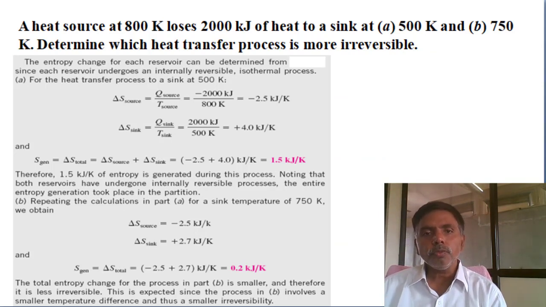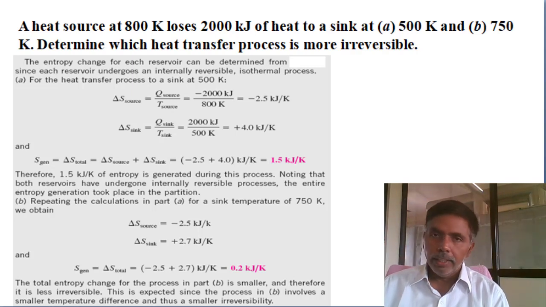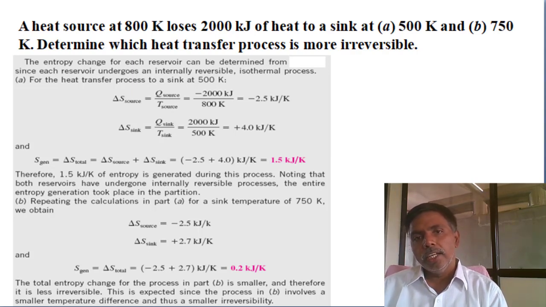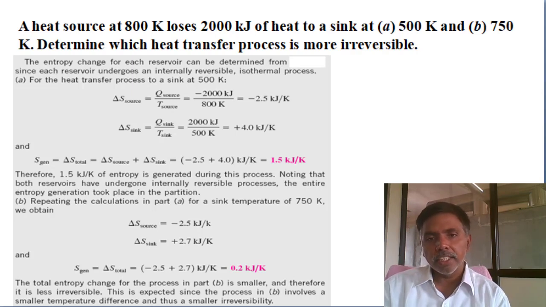A heat source at 800 Kelvin loses 2000 kilojoules of heat. The source temperature is fixed at 800 Kelvin, and the heat is also fixed at 2000 kilojoules. The sink temperature is initially 500 Kelvin, later 750 Kelvin. With the sink initially at 500 Kelvin, you can determine the change in entropy. The source is losing heat, so it is negative: the change in entropy of the source is minus 2.5. The sink is plus 4, 2000 by 500. But S generation, system plus surroundings, is always positive, as I already mentioned. The system may be negative, the surroundings may be positive, but the total is always positive, 1.5 kilojoules per Kelvin.